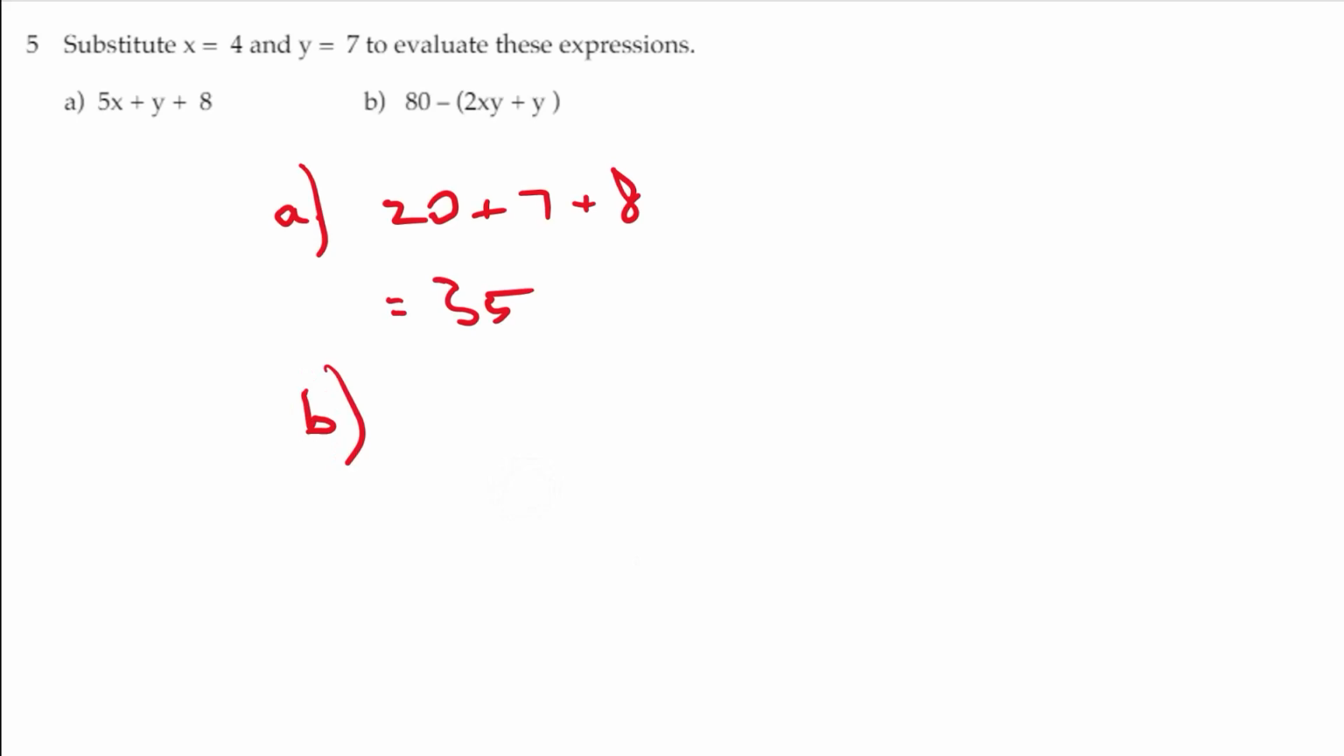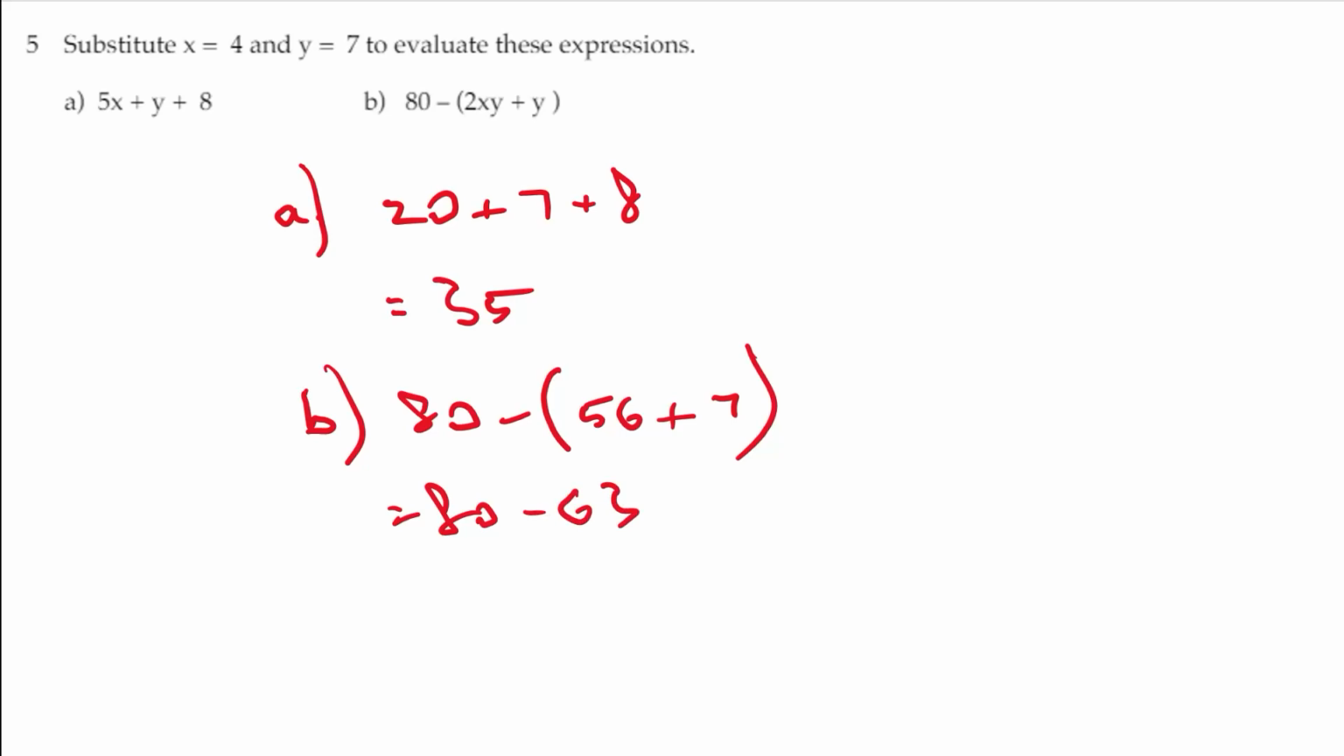So we have 80 minus 2xy plus y, so let's write this out. 80 minus the stuff in the brackets. What is the stuff in the brackets? Well, we have 2 times x times y. 2x is 2 4s, 8. 7 8s are 56, so we have 56 plus y, which is 7, which is 80 minus 56, and 7 is 63. We had to work out the brackets first. BODMAS is the thing. So 80 take away 63, that will leave us with our answer of 17.